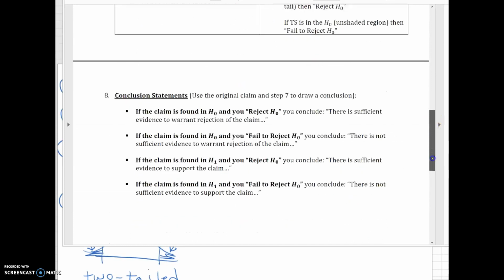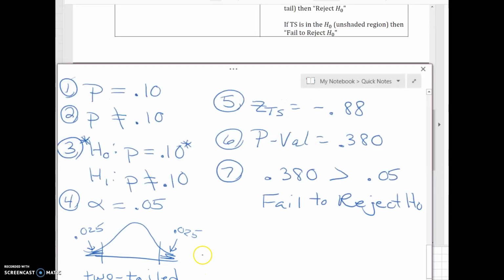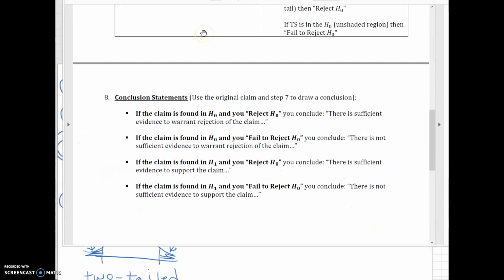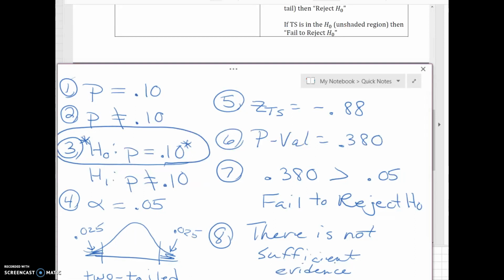And from there, step 8 is just a combination of step 7 and where the claim was found. So we know the claim was in the null hypothesis, and we failed to reject. So when we draw our conclusion, it's found and we failed to reject. So we're going to say there's not sufficient evidence to support. And that's the 8 steps of the hypothesis test. And that'll answer all of the questions that it goes through on there.